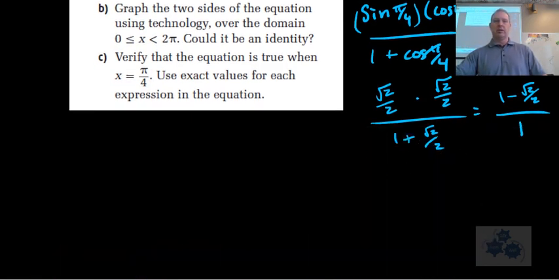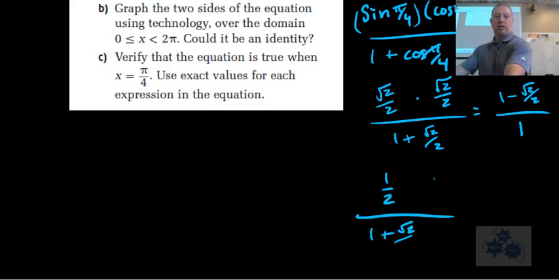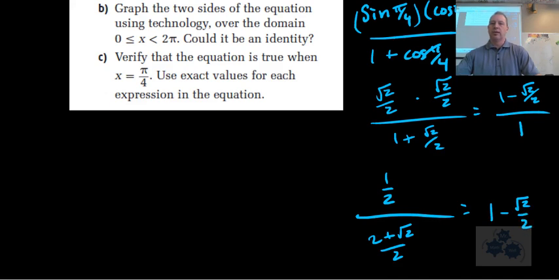Okay, so this is the point we're at here. So this right here we said was 1/2. This is 1 plus root 2 over 2. Now, can we simplify that? So that's 2 plus root 2 over 2. This one here would be just 1 minus root 2 over 2.